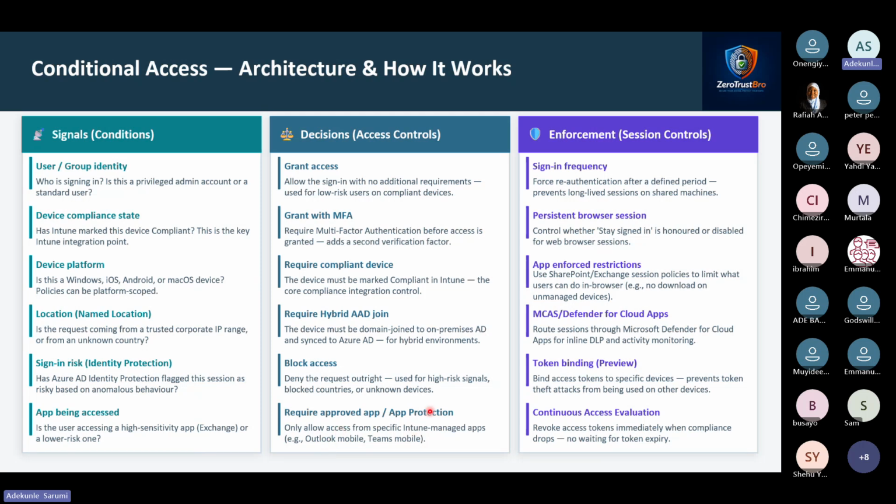And then the last one is to require approved application or app protection. This is done for when you set up app protection policies. Most times this must have been configured on the Intune side to ensure that only specific Intune managed apps can be accessed, meaning that if you're trying to access Outlook, that Outlook must be one that you've gotten from company portal. It must be one that you've installed from company portal, and then your organization is the one controlling it.